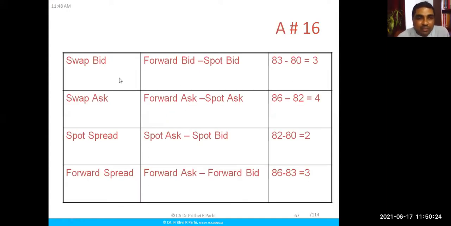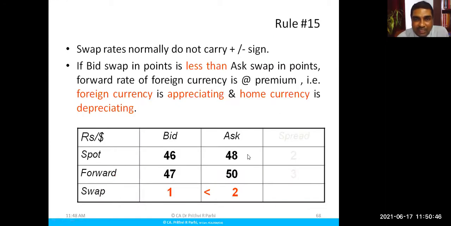To summarize, swap bid or bid swap is equal to forward bid minus spot bid, F minus S. Swap ask is equal to forward ask minus spot ask. Spot spread is equal to spot ask minus spot bid. Forward spread is equal to forward ask minus forward bid. This was our understanding in the last class.